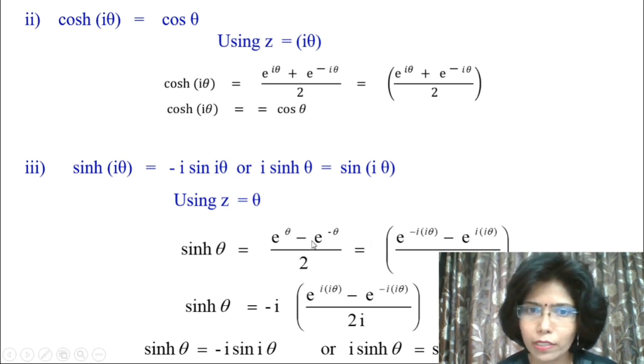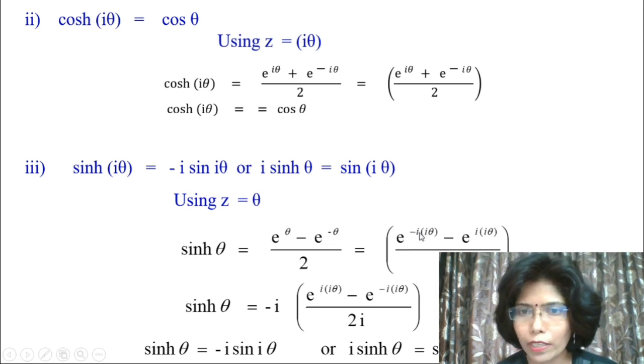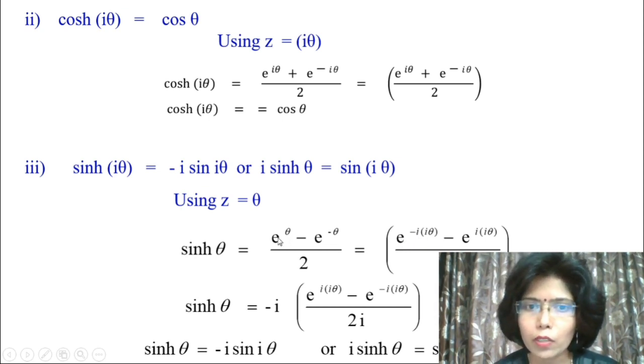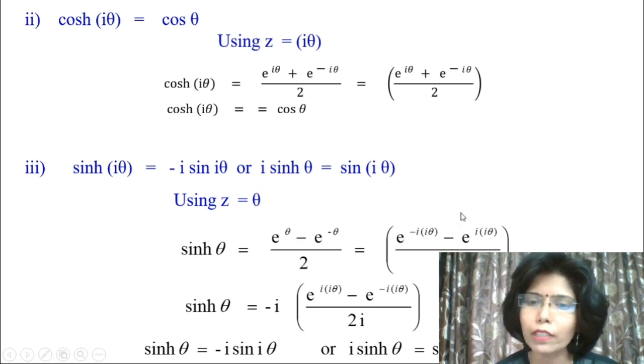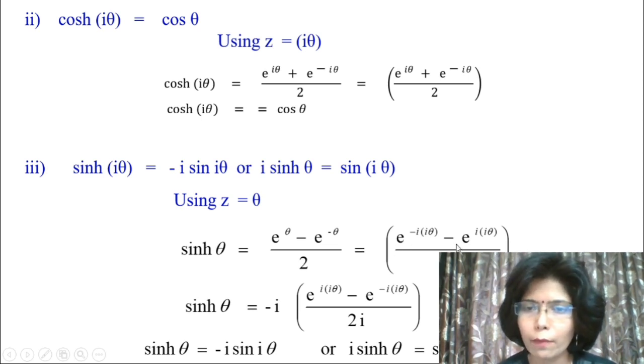Friends, just try to understand this step again. Instead of theta, we can write minus i square theta, because i square is minus 1 and this minus. So minus minus will become plus. So instead of writing e raised to theta, we had written here e raised to minus i times i theta, so that we will get the expression for e raised to i theta. So this will become e raised to minus i times i theta minus e raised to i times i theta divided by 2 after substituting all the values in this expression.